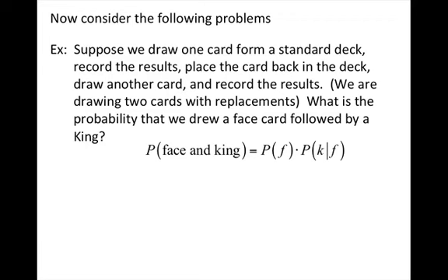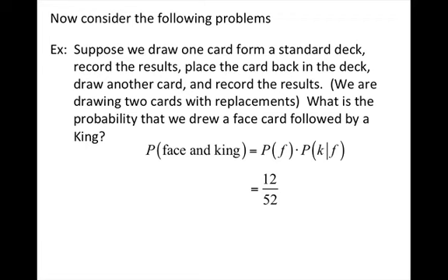So that's the probability that the first card is a face card times the probability that the second card is a king, knowing that we just drew a face card. Well, there's 12 face cards in the deck. So the probability of drawing a face card is 12 out of 52. For the second one, the probability of drawing a king, knowing that the first card is a face card, since I put that first card back in the deck, it doesn't matter what it is. I basically am resetting the deck for the second card.